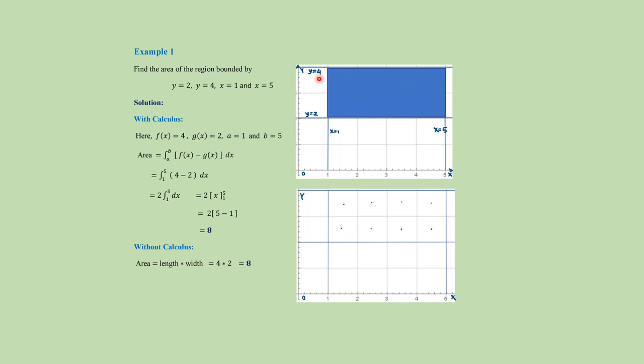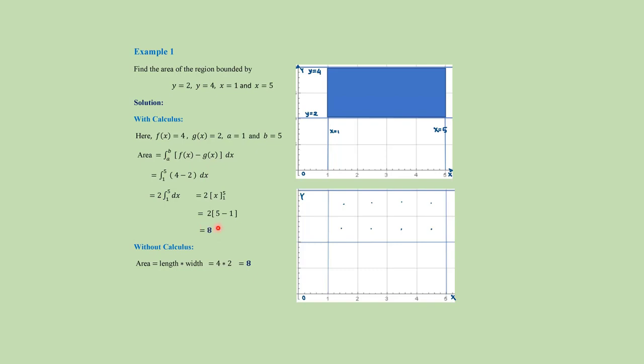Since y equals 4 is bigger than y equals 2, f of x would be 4 and g of x would be 2. Lower limit a is 1 and upper limit b is 5. Now, if we apply the formula and evaluate, then you will get the area as 8.